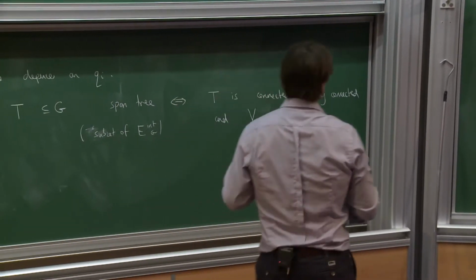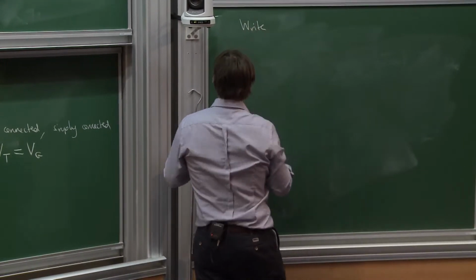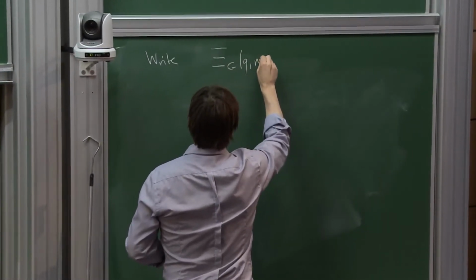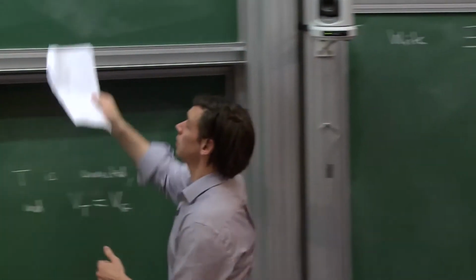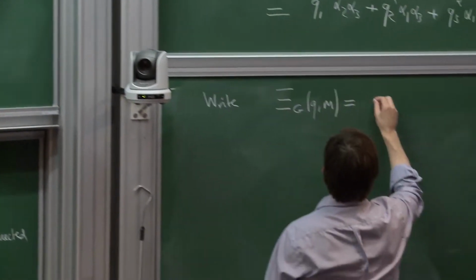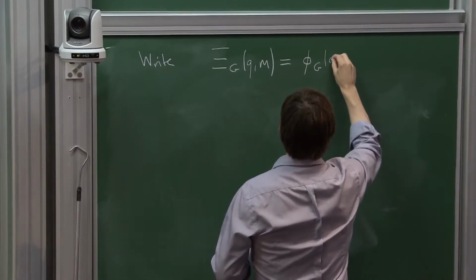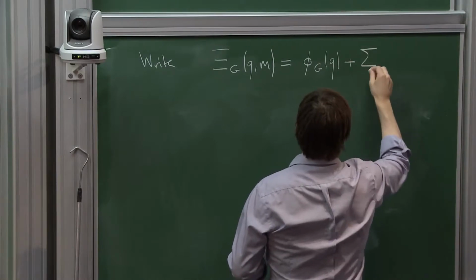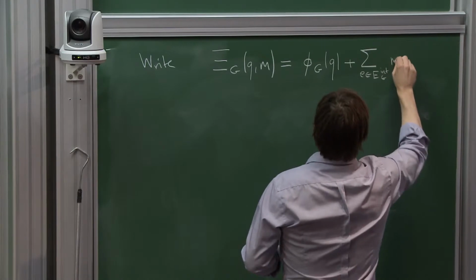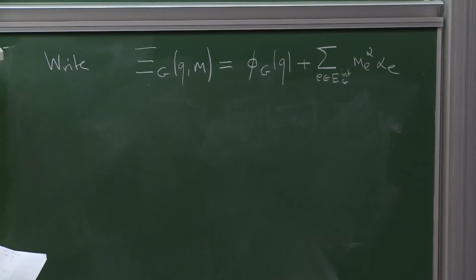Okay, so let me write. This is not a standard notation, but I like to package this, give it a symbol, and consider this polynomial phi_G(q) plus the sum of m_e squared alpha_e. So that's not a standard notation.